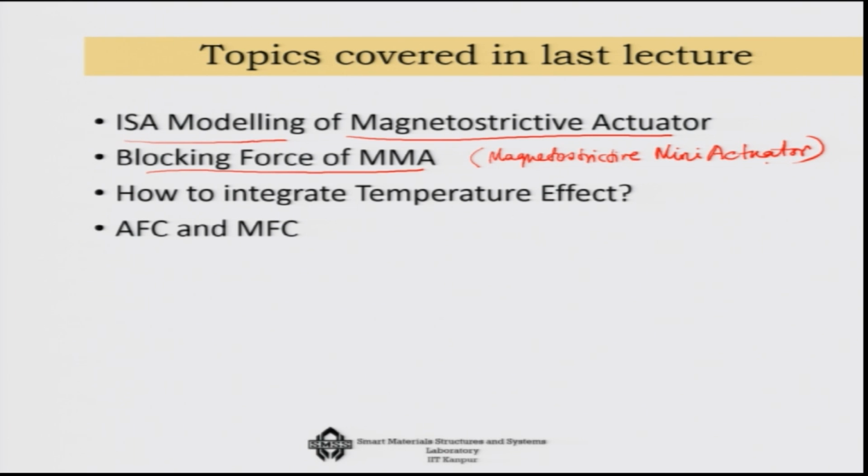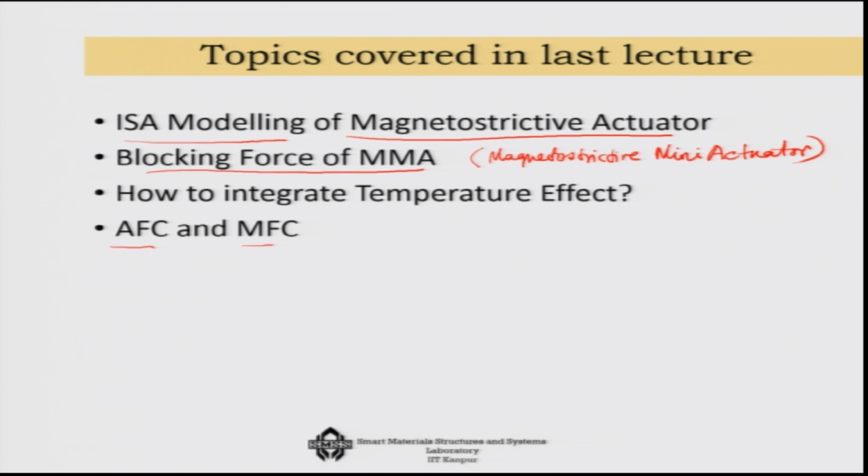Now, we have also talked about how to integrate the temperature effect, which happens as a result of passing current through the magnetizing coil to generate magnetic field, and we have noted how that adverse effect may create problems unless we integrate it in the constitutive relationship and compensate for this effect.